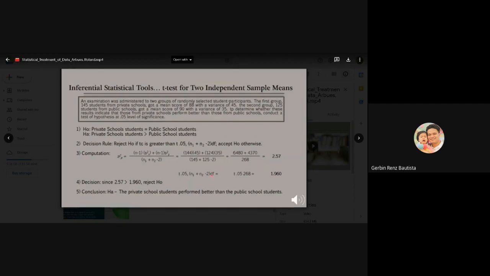Compare that to the critical value of t-test given at 0.05 level of significance with a 268 degree of freedom to come up with the critical value of t-test of 1.96. Our decision would be to compare the 2.57 to the 1.96. Since 2.57 is greater than 1.96, we therefore reject the null hypothesis. And we come up with a conclusion that the alternative hypothesis that the private school students' performance is better than the public school students' performance.